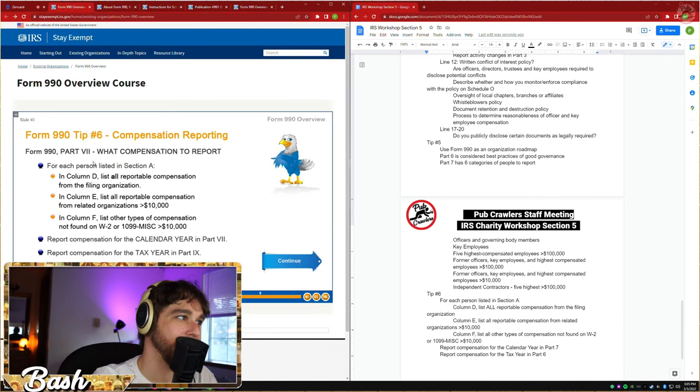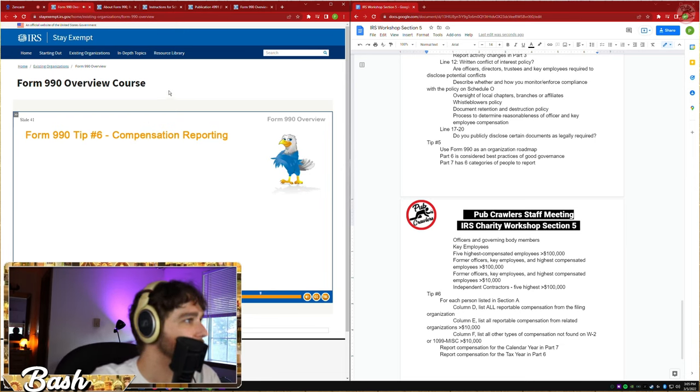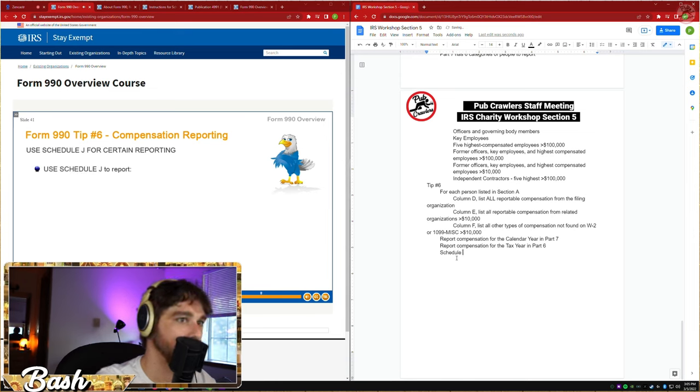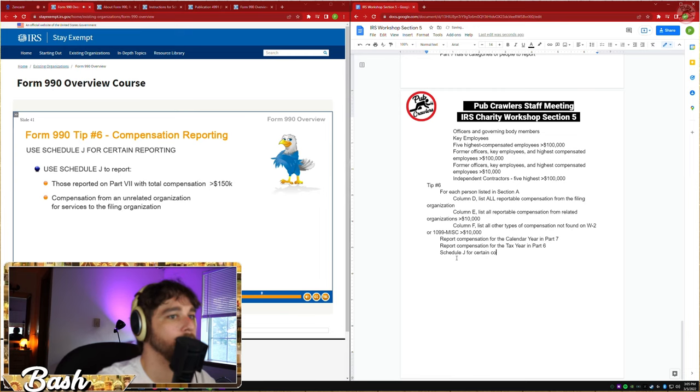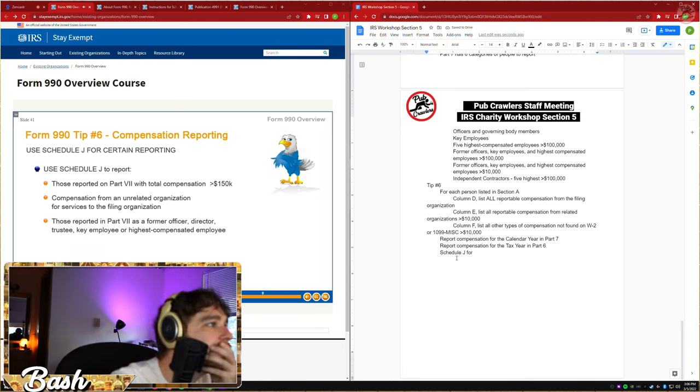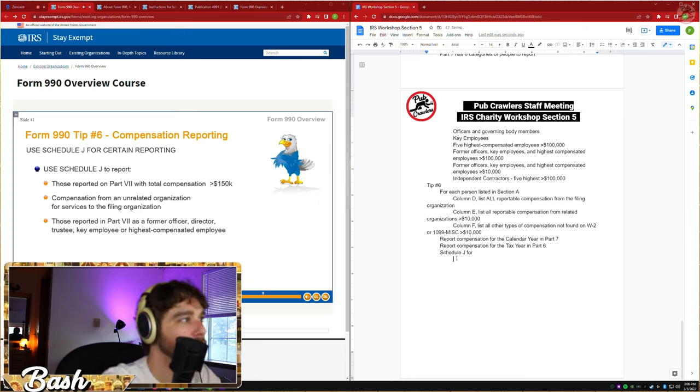All right. But, yeah, on the form itself, it actually says this even easier. Schedule J says it's used for compensation reporting. You'll complete Schedule J only if Part 7 lists a person who received total compensation over $150,000, a person who received compensation from an unrelated organization for services rendered to the filing organization, or someone who was reported in Part 7 as a former officer, director, trustee, key employee, or highest compensated employee. Schedule J includes a detailed breakdown of officer, director, key employee, and highest compensated employee compensation.